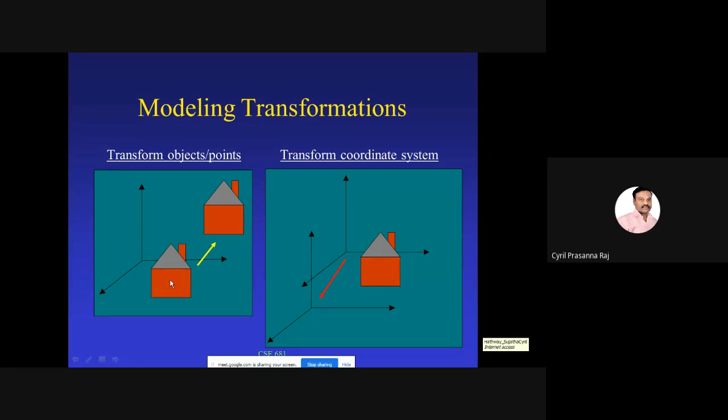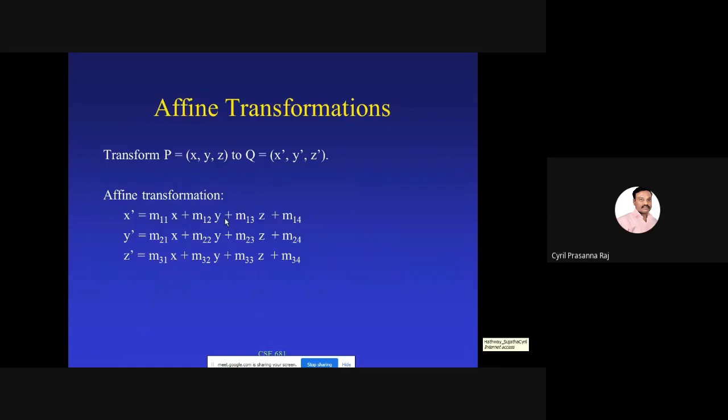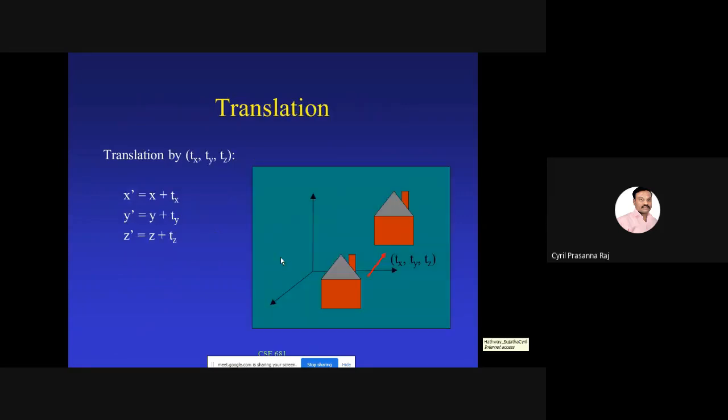Now, when the entire image is transformed to a new coordinate system, that same point in the new coordinate system is denoted as x dash, y dash, z dash. So this x dash, y dash, z dash is the transformed coordinate. We are trying to transform p, that is your x, y, z, to q. To relate p and q, we have these relationships, and they are explained in detail using a concept called affine transformation. Let us discuss this in detail.